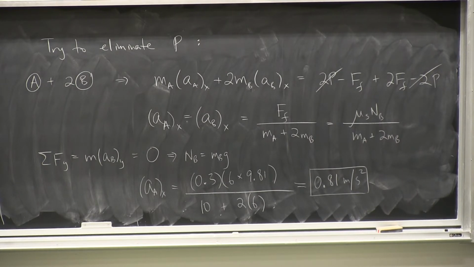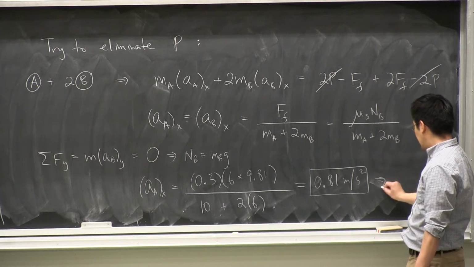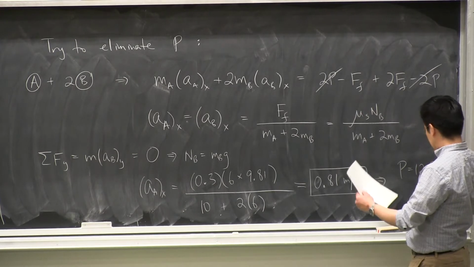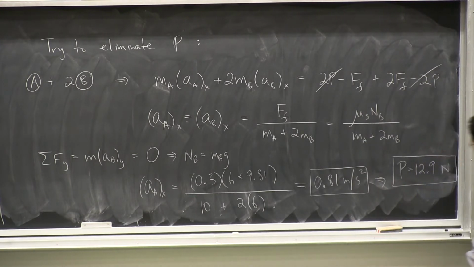And then now I just plug it back into one of my original equations, and I'll leave that to you. But then you end up solving P is equal to 12.9 newtons. OK, so that's the solution. I ended up solving both the acceleration and the force at the same time because of the system of equations. It's totally fine.